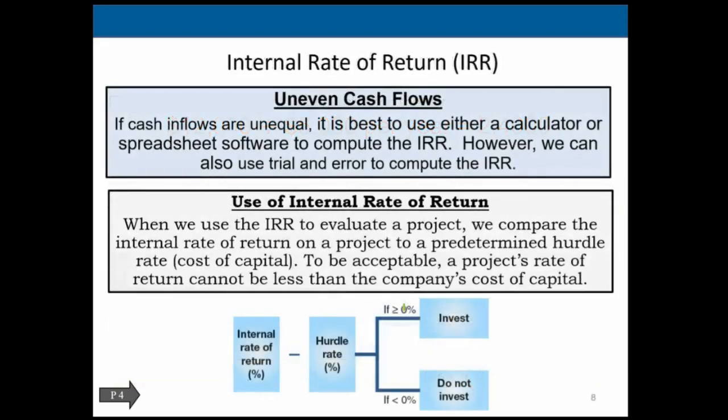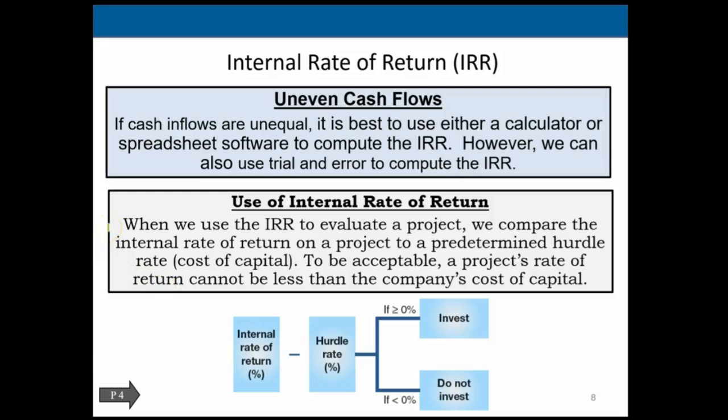So, uneven cash flows. If the cash flows are unequal, it is best to use either a calculator or spreadsheet software to compute the internal rate of return. However, we can also use trial and error. That's going to be one of the downsides if the returns are not equal, meaning that we're going to get higher returns in one year than the other on any particular project, then we can't use the annuity table, and we have to do some other type of more advanced calculations. And of course, there's software to estimate that.